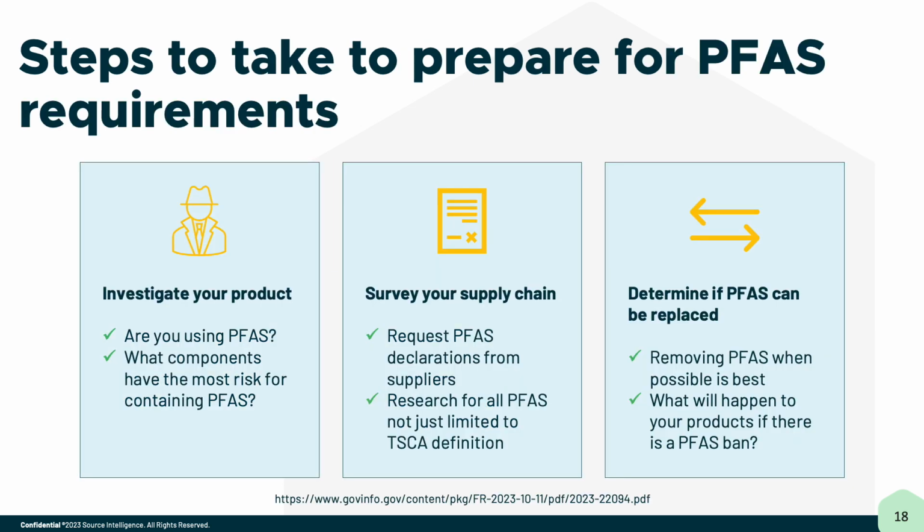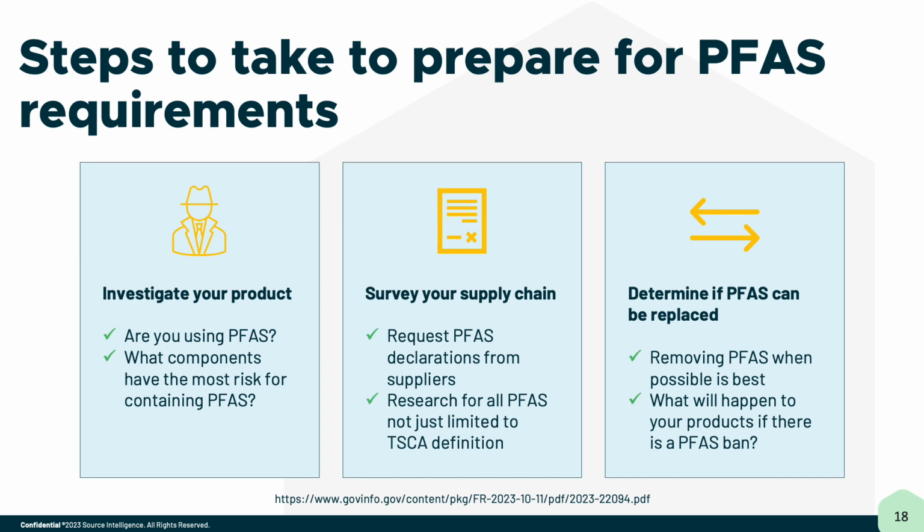So what should you do now? How can you prepare for this and other PFAS requirements? The first step is to investigate your product. Are you using PFAS? Do you know where the PFAS is and how the PFAS are being used in your product? You may need to do a risk analysis to determine which components have the most risk for containing PFAS. You will likely need to survey your supply chain if you do not have a full understanding of how PFAS are used in your products.